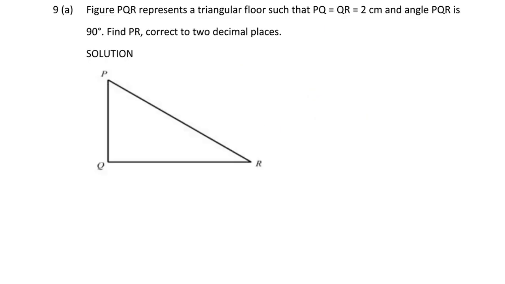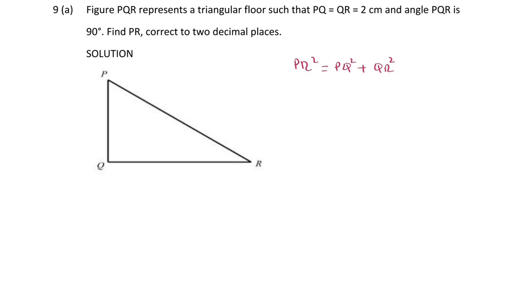Question number 9, part A. Figure PQR represents a triangle floor such that PQ equals QR, which equals 2 centimeters, and angle PQR is 90 degrees. Find PR corrected to 2 decimal places. Okay, so we have the figure PQR as our triangle. Then for this one, let us recall the Pythagoras theorem, which says PR squared equals PQ squared plus QR squared.